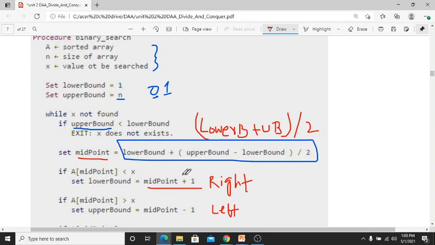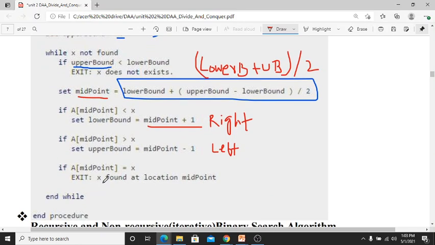Midpoint plus 1 will be stored in the lower. Okay, if both of these do not happen, then we need to check this. If the midpoint equals x, whatever you are finding, exit: x found at location midpoint. It will display the value. Then it will end the while loop. We were using while, which is iterative, and we'll finish the procedure.